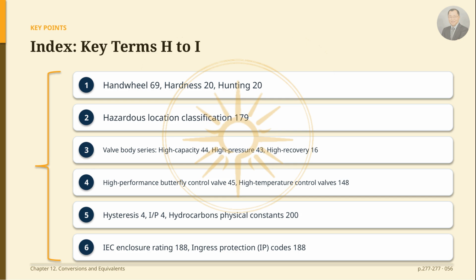The remaining terms are also listed with their respective page numbers, so please use this index to quickly refer to the relevant pages whenever you need a definition or technical standard during your practical work.